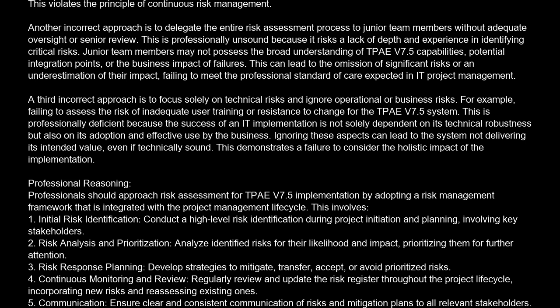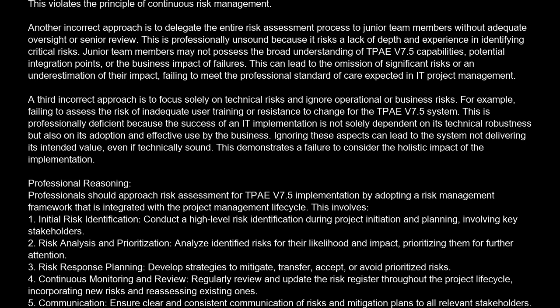A third incorrect approach is to focus solely on technical risks and ignore operational or business risks. For example, failing to assess the risk of inadequate user training or resistance to change for the TPV7-5 system. This is professionally deficient because the success of an IT implementation is not solely dependent on its technical robustness, but also on its adoption and effective use by the business. Ignoring these aspects can lead to the system not delivering its intended value, even if technically sound. This demonstrates a failure to consider the holistic impact of the implementation.